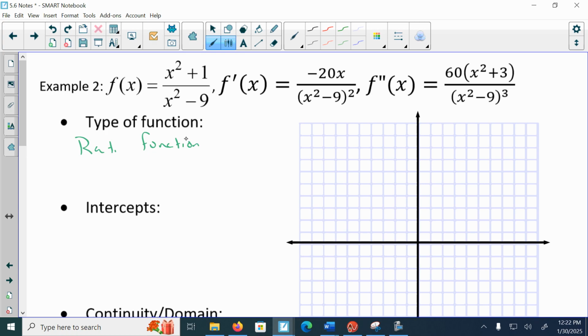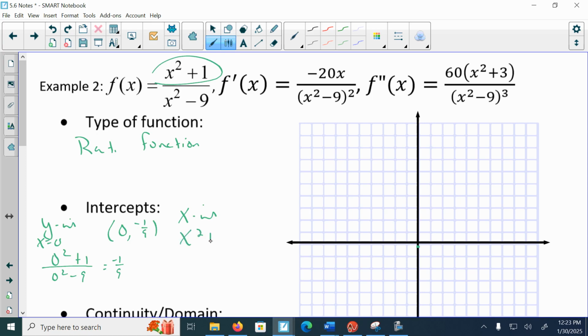So my intercepts, again, my y-intercept is when x is equal to 0. So if I put 0 into this original equation, I'd have 0 squared plus 1 over 0 squared minus 9. And when I do all that, I'm going to end up with negative 1 ninth. So I'm going to have the ordered pair 0, negative 1 ninth. Let's just put a little dot there. Okay, good enough. Now I'm going to do an x-intercept. So now I'm going to set this whole thing equal to 0. Remember, when I set this whole thing equal to 0, I'm only setting the numerator equal to 0.